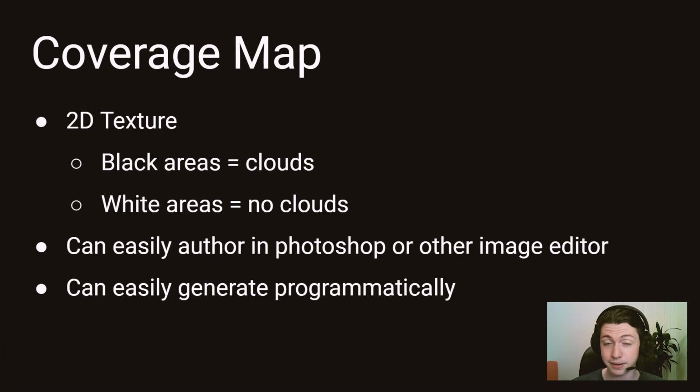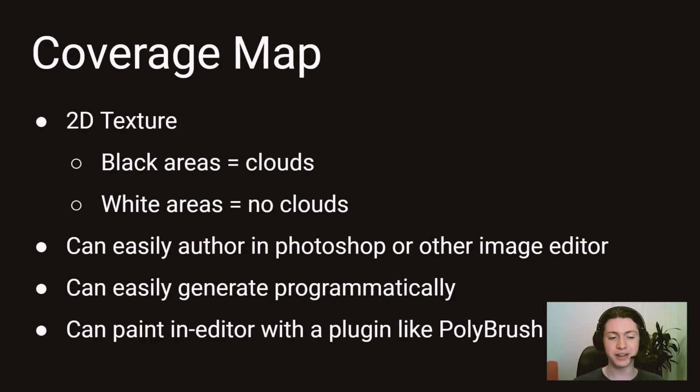You can generate them programmatically, and surprise, you can actually paint them in an editor if you have a plugin like Polybrush that lets you paint a texture in real time in Unity. And so the paint solution, it's actually still there. You can still draw stuff, but you just need to use one of these third-party plugins like Polybrush.